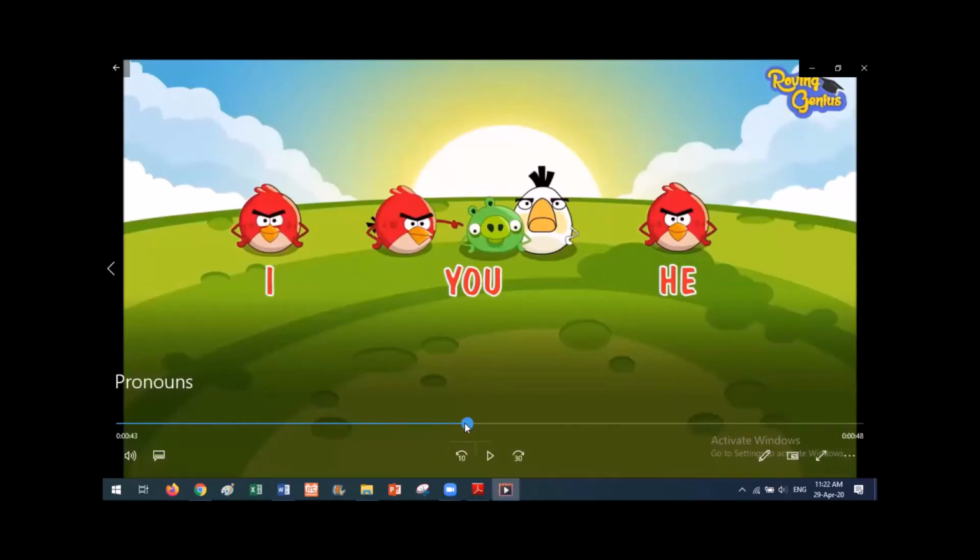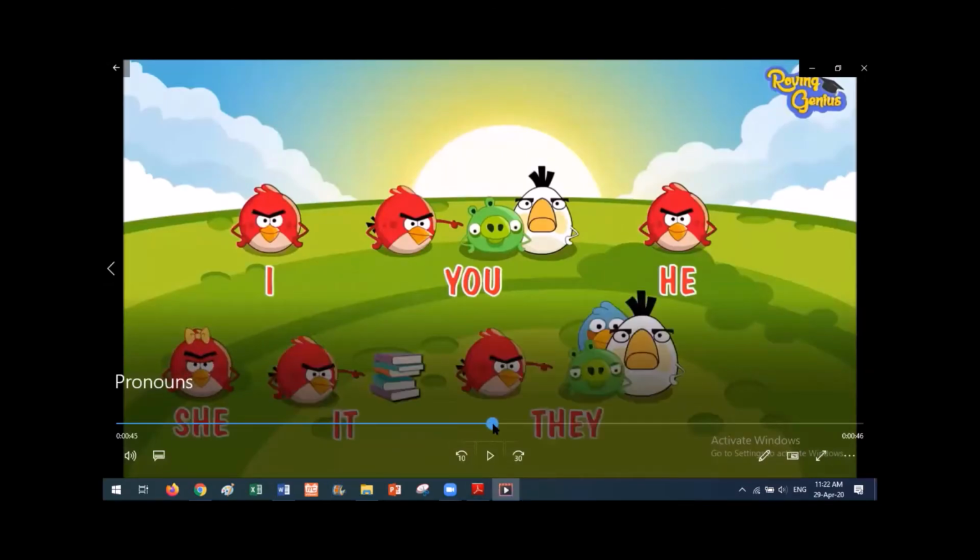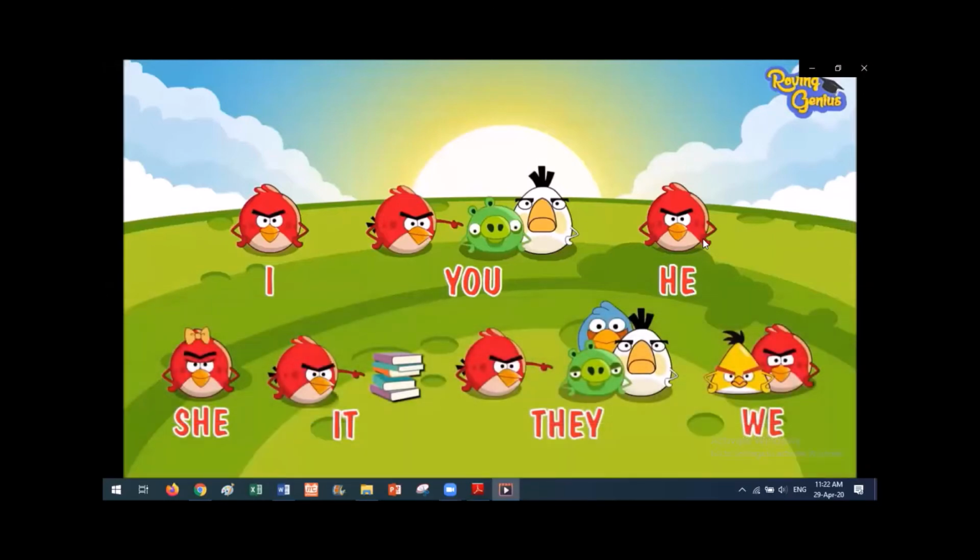So here are some of the pronouns that we're going to be using. I, you, he, she, it, they, and we. It depends on if it is singular or plural though. Who can tell me which ones of these are plural?